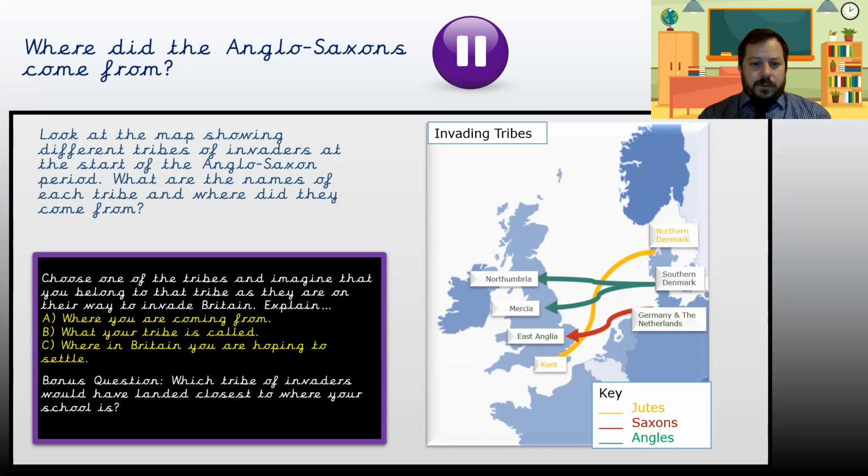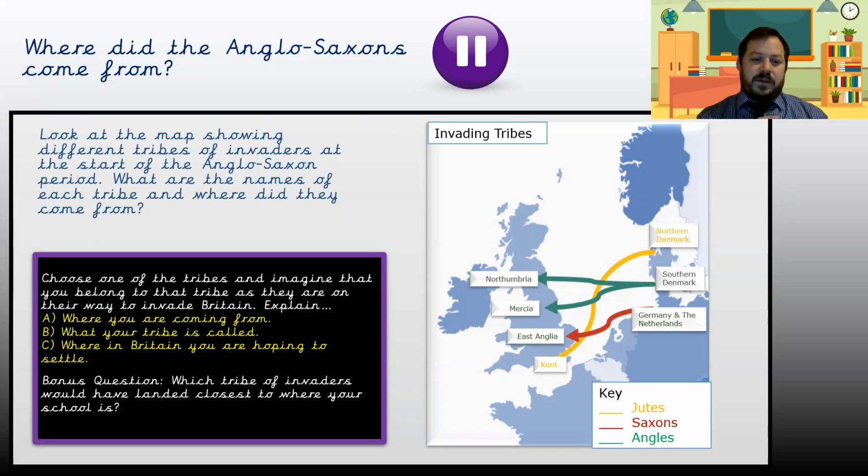Choose one of those and imagine you belong to that tribe as they were on their way to invade Britain. Explain where you're coming from. So what was Denmark and Germany and the Netherlands like at that time? What was happening there? What was your tribe called? And where in Britain were you hoping to settle? Use the map to help you.